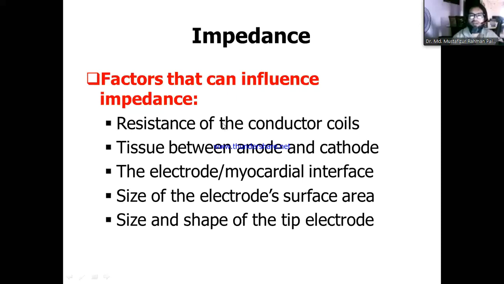So the factors that influence the impedance: the resistance of the conductor coils and the tissue between the anode and cathode, electrode and myocardial interfaces, size of the electrodes, size of the electrode surface area, size and shape of the tip. These are the factors influencing the impedance.